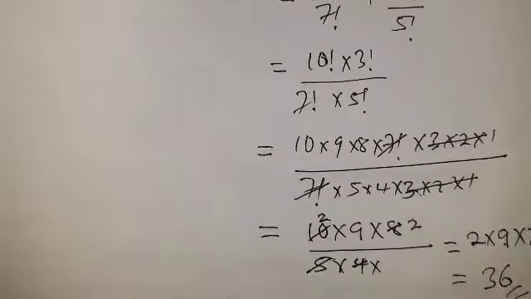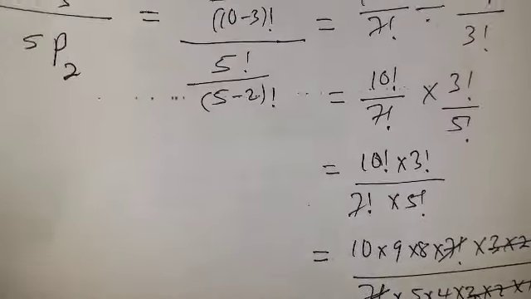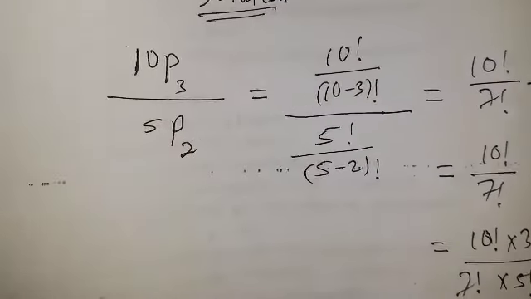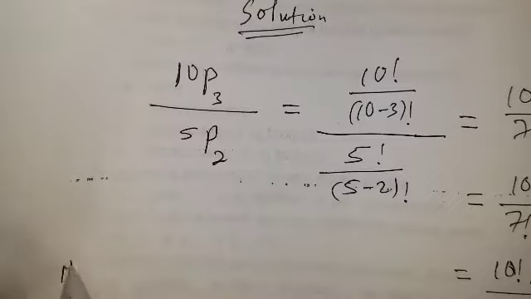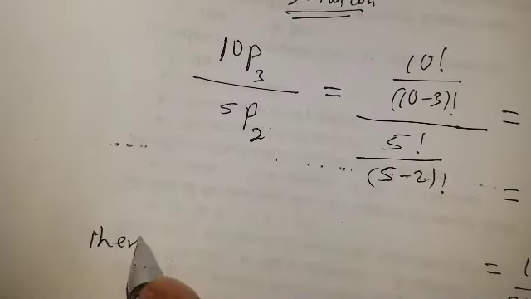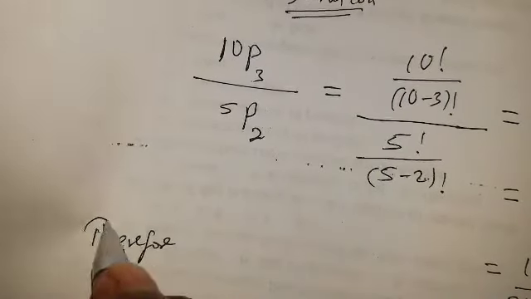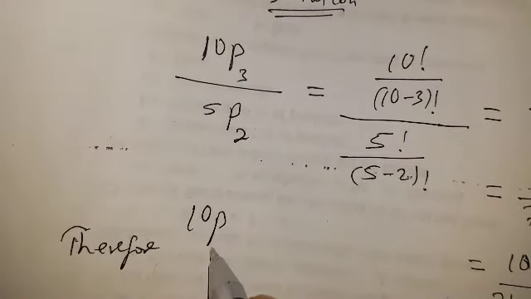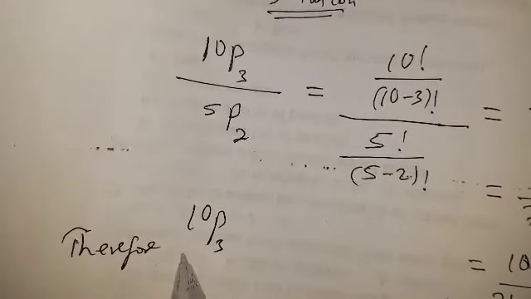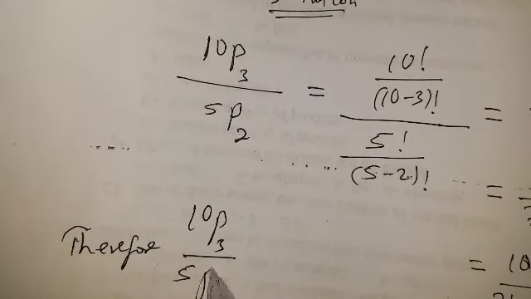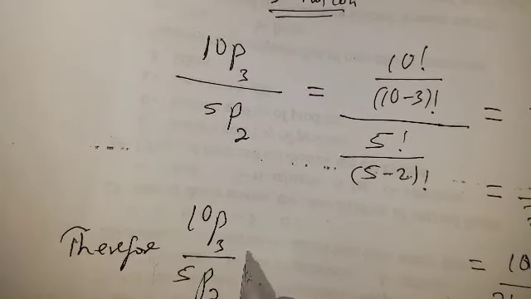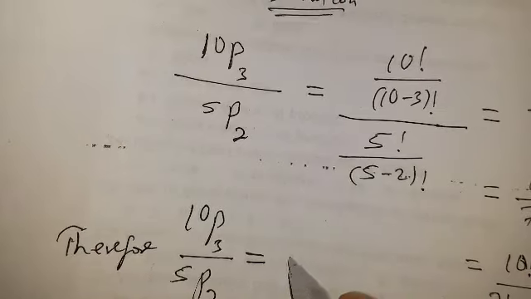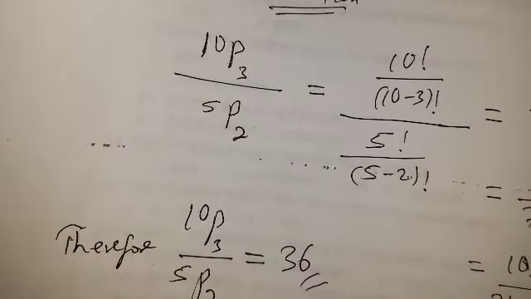Therefore, 10 permutation 3 all divided by 5 permutation 2 is nothing but equal to 36.